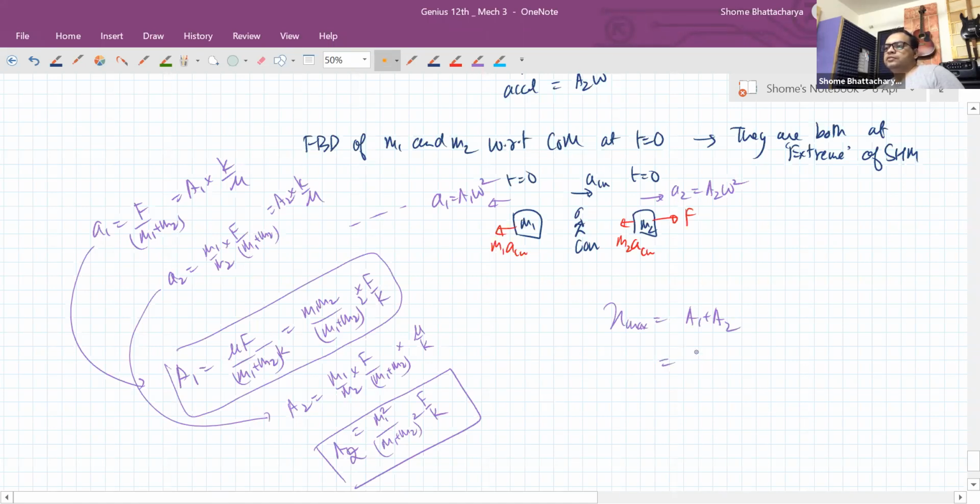Okay. So in that we can take 1 upon M1 plus M2 whole square into F by K common, and we have M1 M2 plus M1 square. So we can see that this becomes a maximum compression.